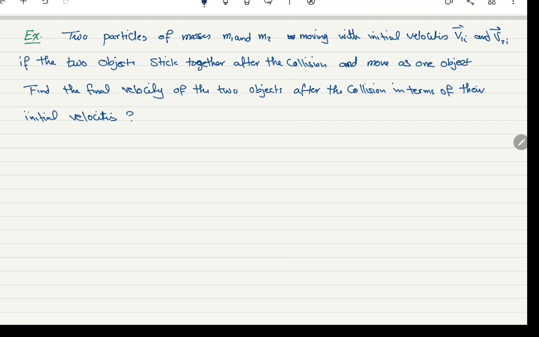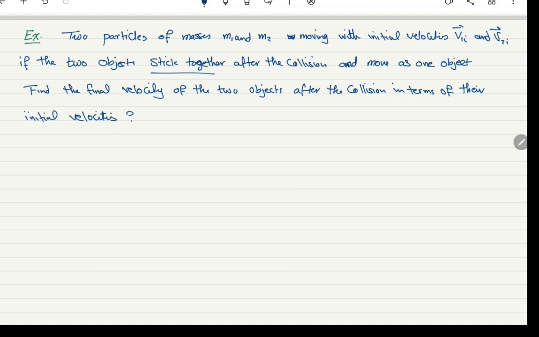Two particles of masses m1 and m2 are moving with initial velocities v1 initial and v2 initial. If the two objects stick together after the collision and move as one object, find the final velocity of the two objects after the collision in terms of their initial velocities. Now remember, since the two objects stick together here, this collision is a completely inelastic collision.